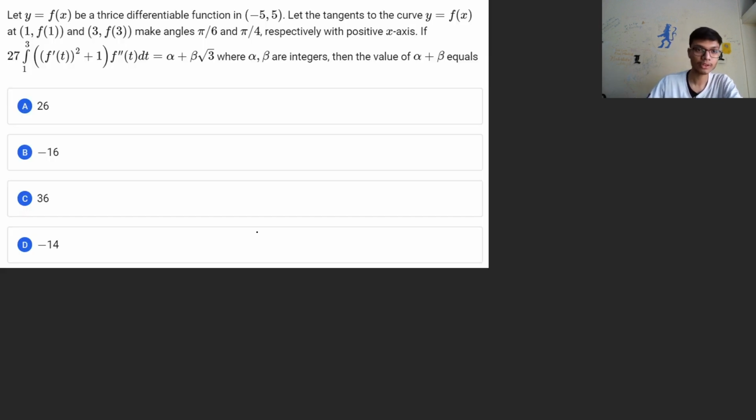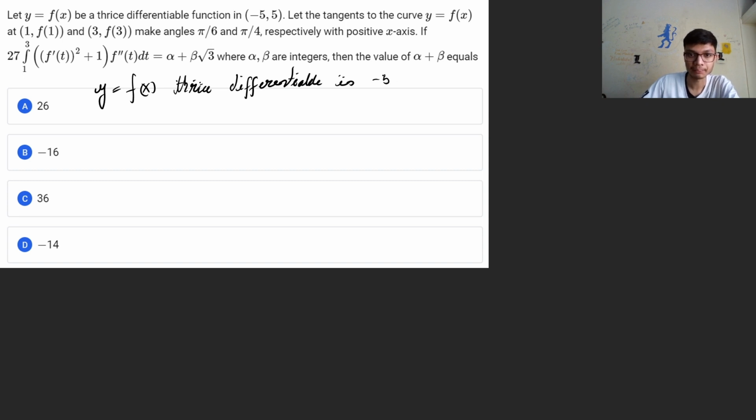The next problem is a very interesting problem. It says that there is a function y, that is f of x, which is a thrice differentiable function. You can differentiate it 3 times, thrice differentiable in the domain -5 to 5, both open.